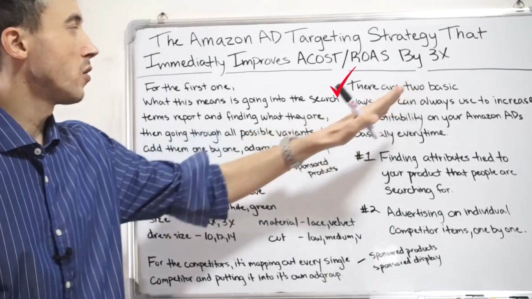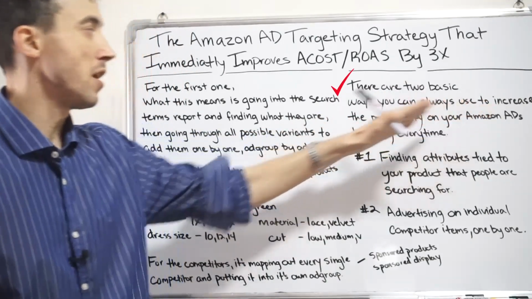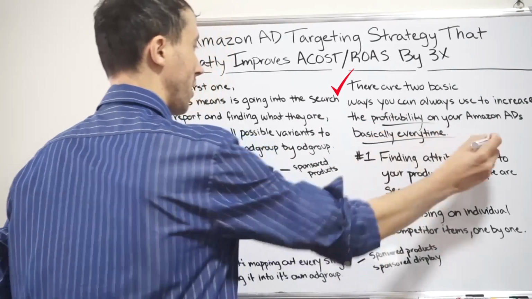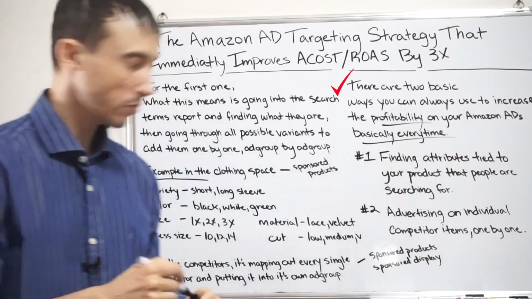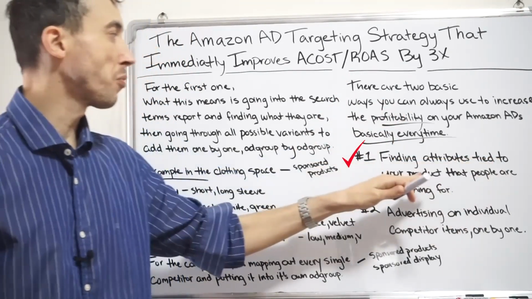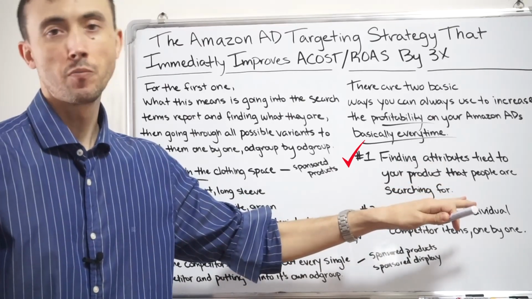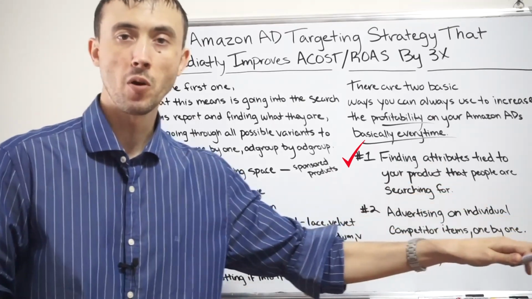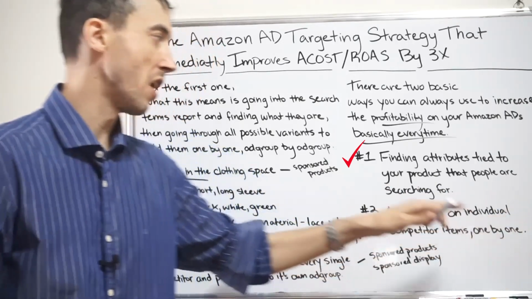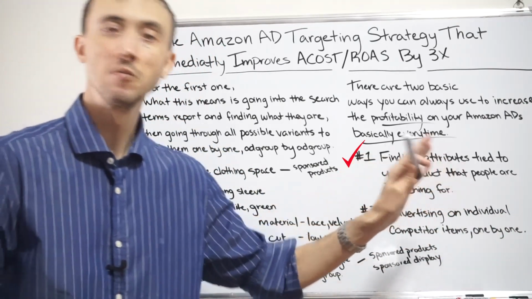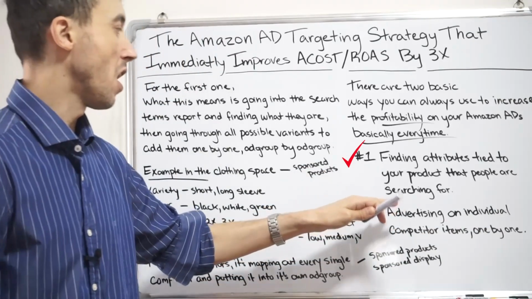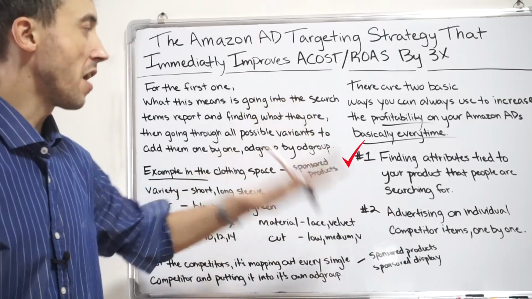There are two basic ways you can use to increase the profitability of your Amazon ads basically every time. First, finding attributes tied to your product that people are searching for, basically through the search terms report, which some people, but clearly not enough people, use. Because when I go into accounts, people aren't using the data well enough. Not even close.